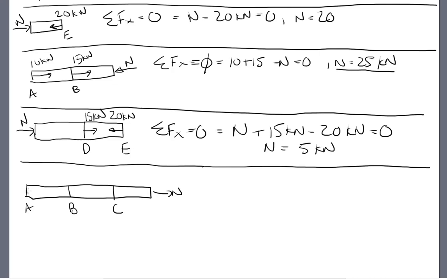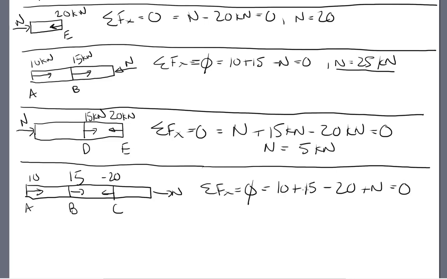Okay, so A was 10. This is 15. And what was C? Negative 20. Okay, so sigma Fx equals 0 equals 10 plus 15 minus 20 plus N equals 0. And 25 minus 20 is 5. So N equals negative 5. Okay, so that's saying the N is in the other direction.